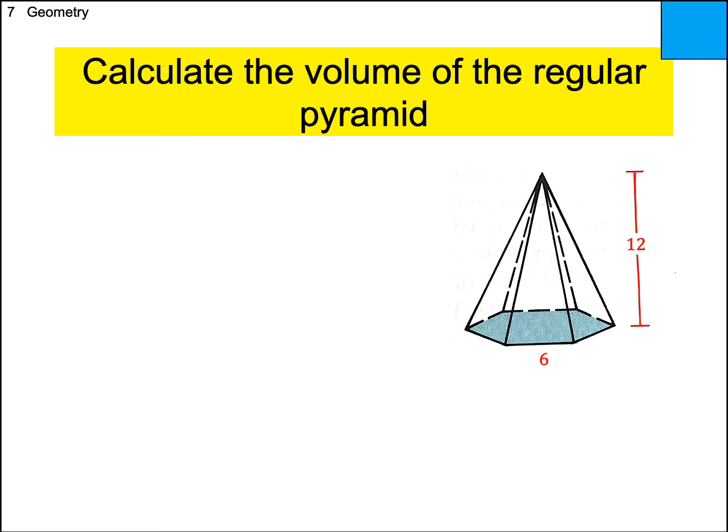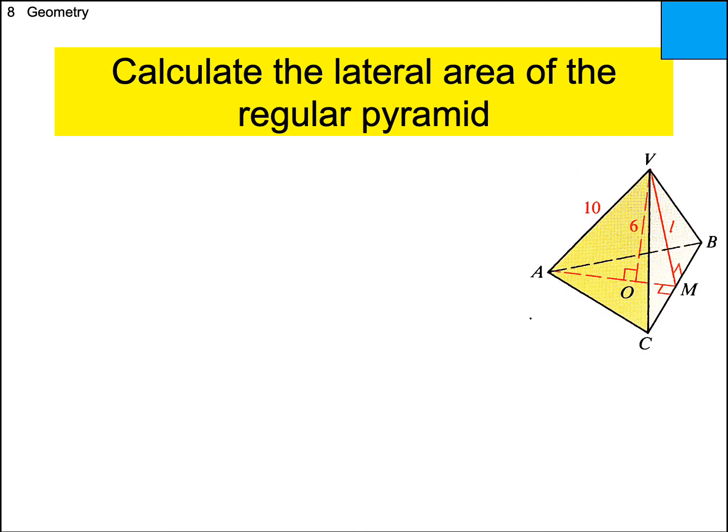Okay, so let's see what we got here. So we got a hexagonal pyramid, and it says it's regular. We're given one side distance, and we're given the height. The height is 12. Okay, so buckle your seatbelts. This one's very challenging. All right, so it says calculate the lateral area of the pyramid, regular pyramid.